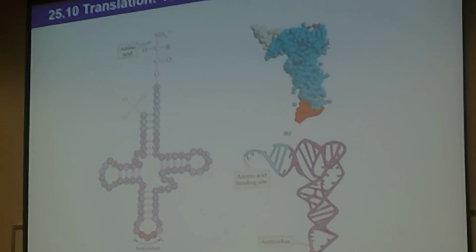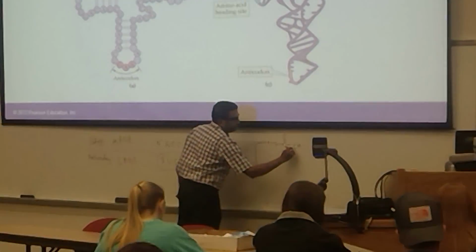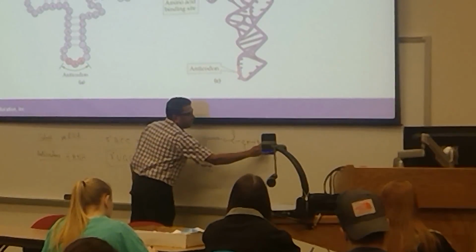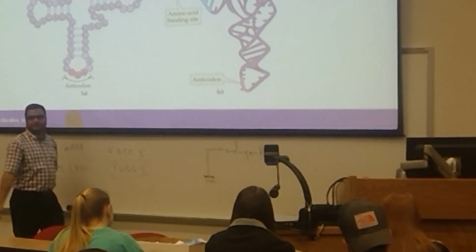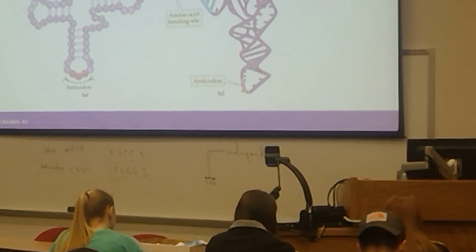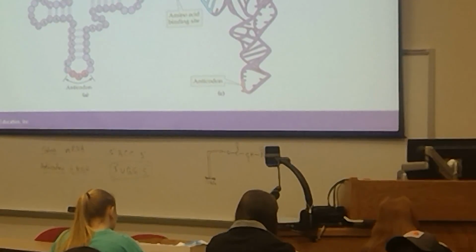Now, let's say we have a tRNA in an L-shaped pattern, and here is our anticodon. That anticodon is UGG. Now, if the OH is extending here, can you tell me what amino acid is going to be attached here? What should that R be? Think about it.